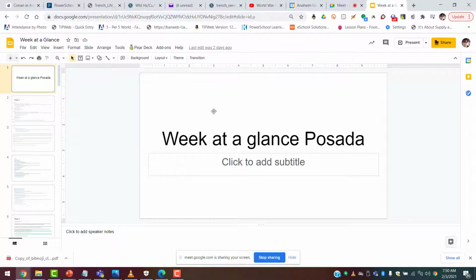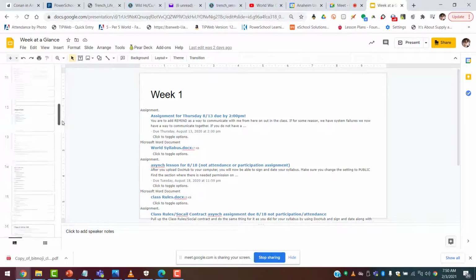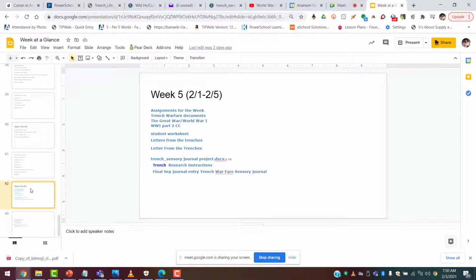Likewise, every Monday morning, we are required by the district to turn in a Week at a Glance, which shows what the students are going to be learning for this week. And I have so far a total of 43 weeks. So in week 5, which is where we are right now, February 1st to February 5th, our assignments for the week were working on trench warfare.